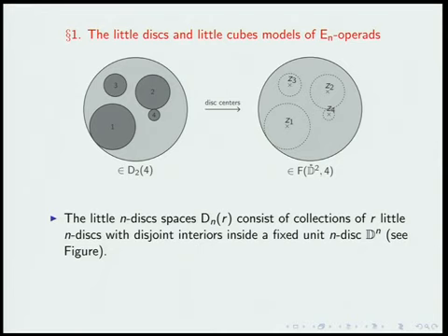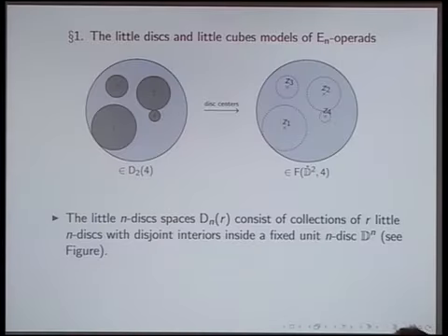And so this space, D_n(r), consists of collections of r little n-disks with disjoint interiors inside a fixed unit n-disk. So you see, for instance, in this picture, this is an element in D_2(4), a configuration of 4 little disks which are embedded in the unit disk, which is materialized by this light gray picture. Okay, and the little disks are numbered from 1 up to the arity. So in this case 4, from 1 to 4.